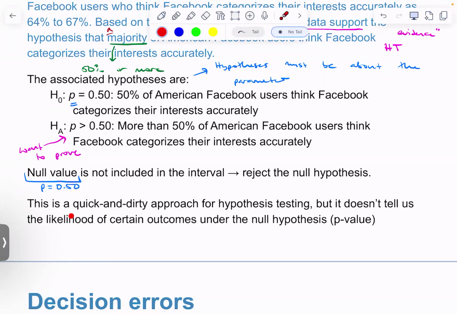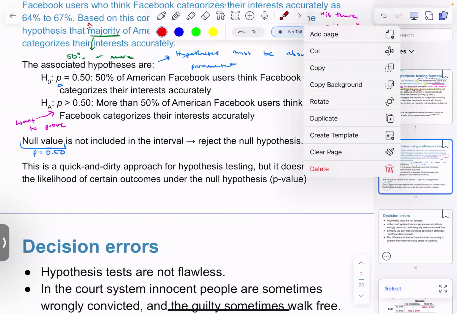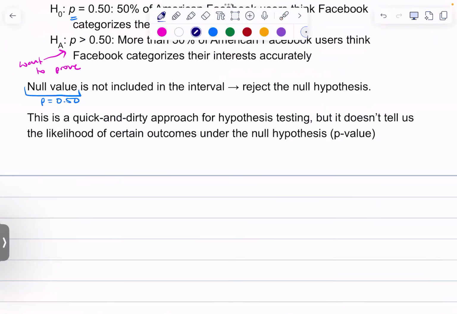I want to emphasize, this is a quick and dirty approach for hypothesis testing. It doesn't tell us the likelihood of certain outcomes under the null hypothesis, which we're going to get to, which is called the p-value. But it is a way to test hypotheses. And it is kind of the direction that the field is moving in, because we like to keep it vague.